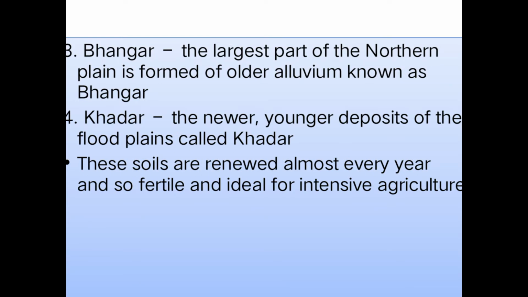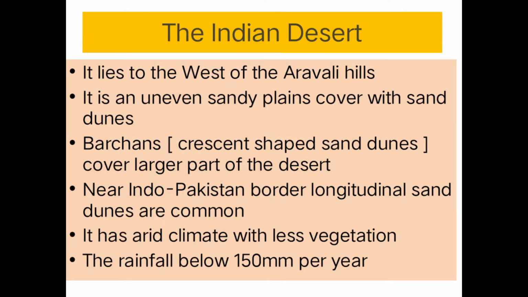The Bangar is the largest part of the northern plains, formed of older alluvium. And Khadar is the newer alluvium, the younger deposits which come daily and are deposited in the region. These soils are renewed almost every year, and so they are very, very fertile and intensive for agriculture.